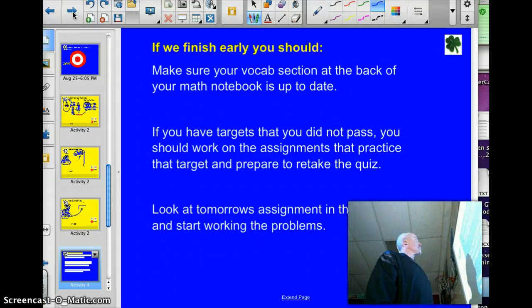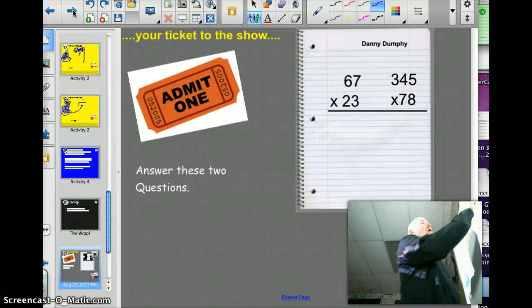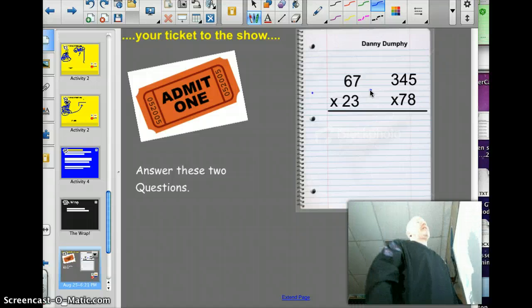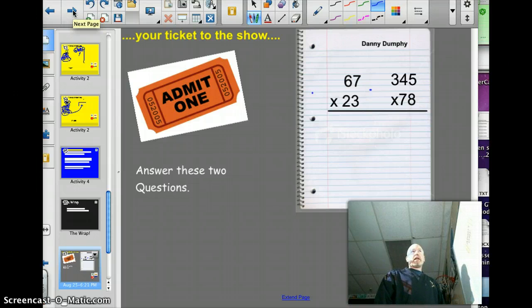Let's move on to the ticket to the show. All right, I'd like you to do these two problems right here and here on a piece of paper. Have that ready for school tomorrow, and I'll pause for a minute to let you take a look at them.